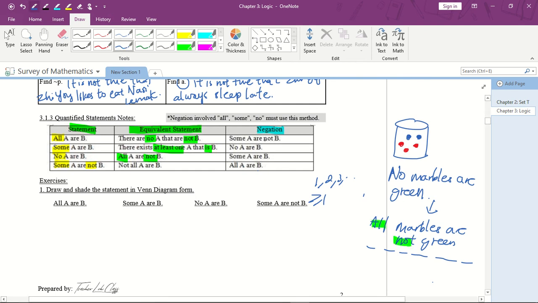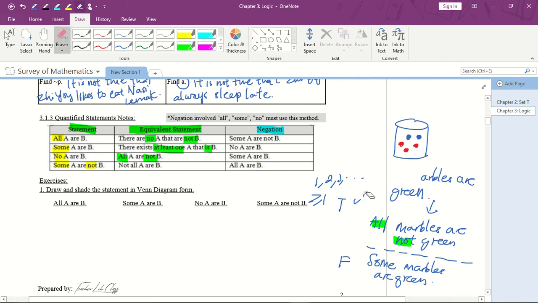However, the negation, which means that if these are both true statements and you want to make it false, the way of writing it is some A are B, which is some marbles are green. So you can see that this is true and this is false, because it says some marbles are green, but we don't have any green marbles here. Let's look at the last one.